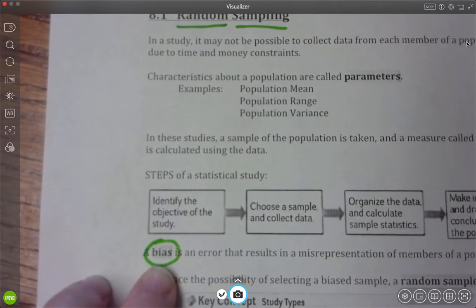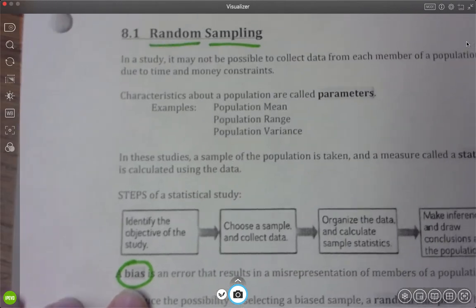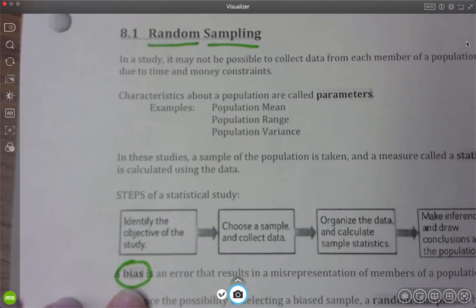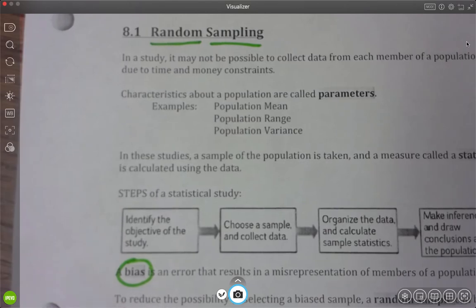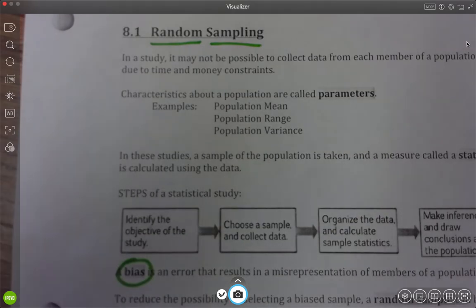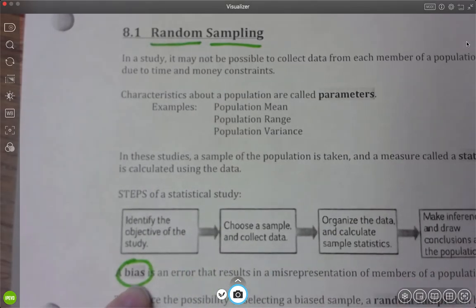Okay, bias is bad. Bias is like showing favoritism. So, you know, like if I am going to ask what students think of the cafeteria lunch, I'm not going to strictly just ask the students who leave for lunch, because most of the students are going to say, yeah, the cafeteria lunch is gross. I'm going to want to make sure I ask a mixture of the people who leave for lunch and the people who stay for lunch to help eliminate as much bias as possible.